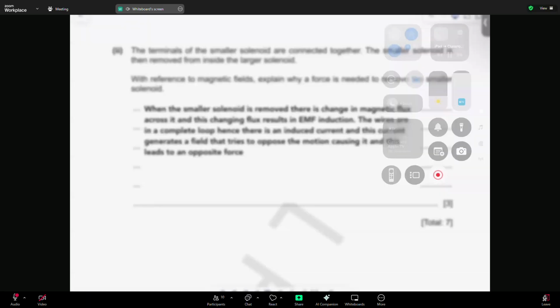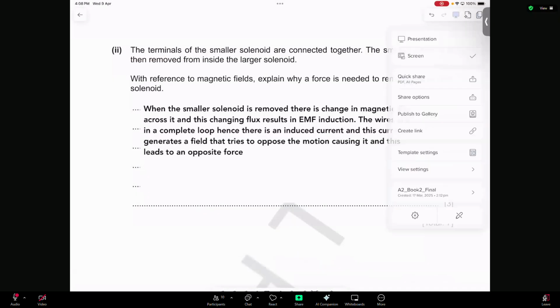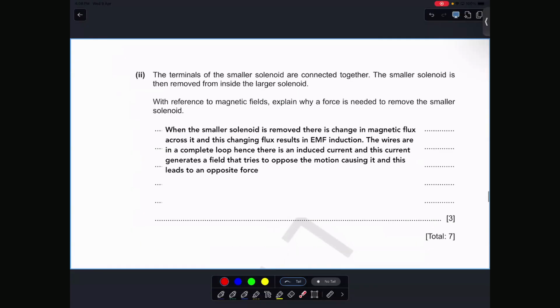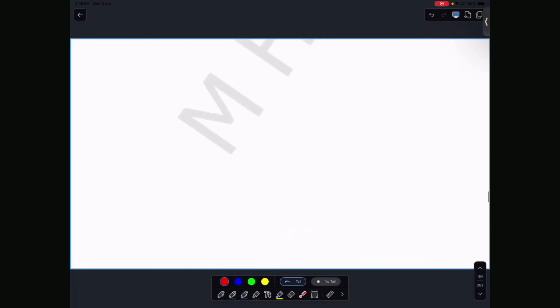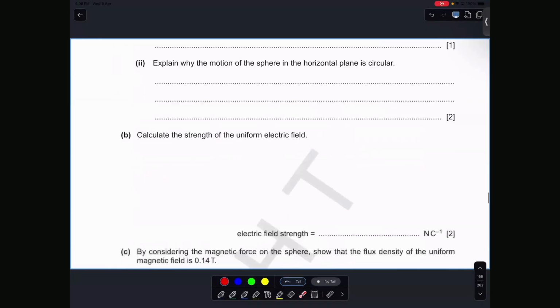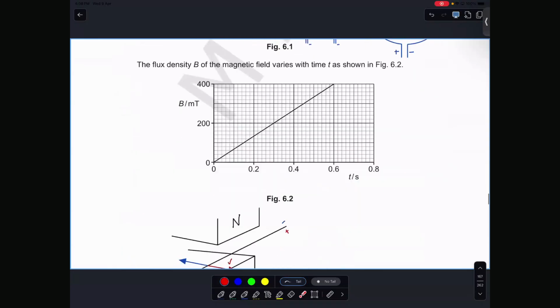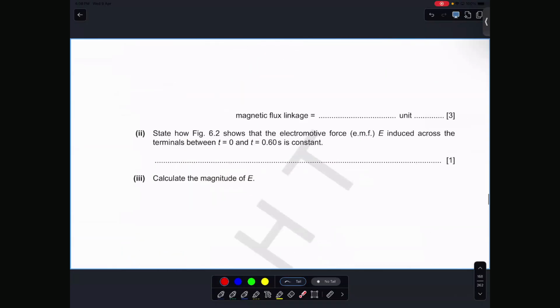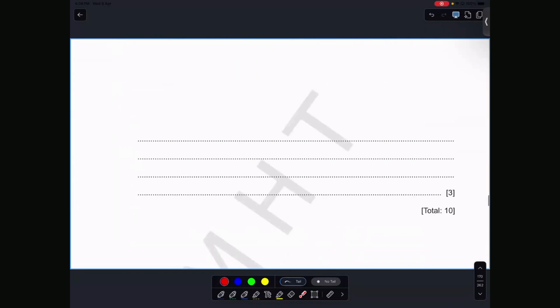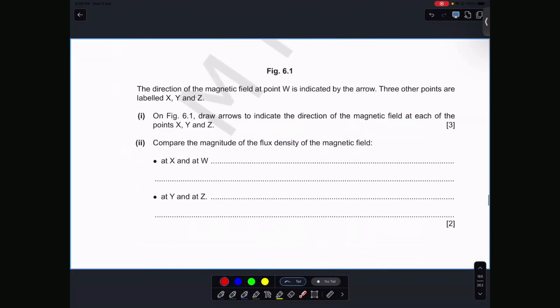Which ones do you have questions with? 4D. Does that go?